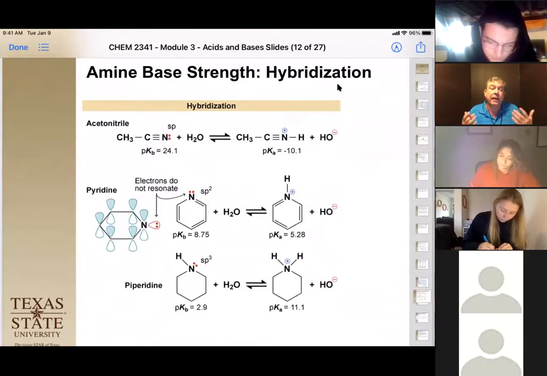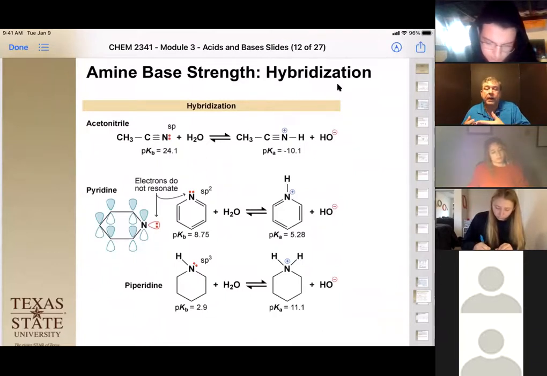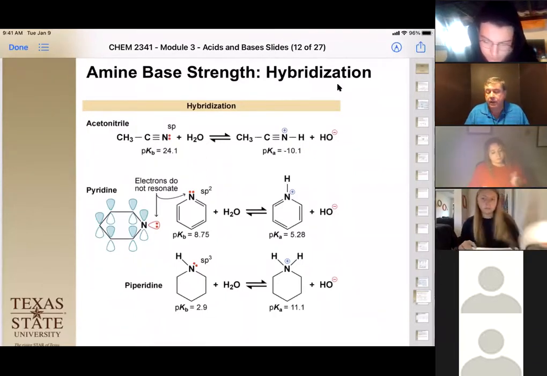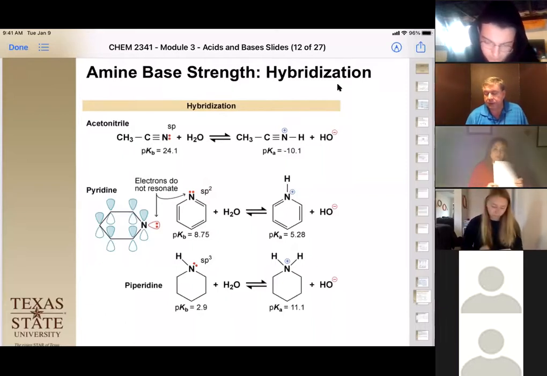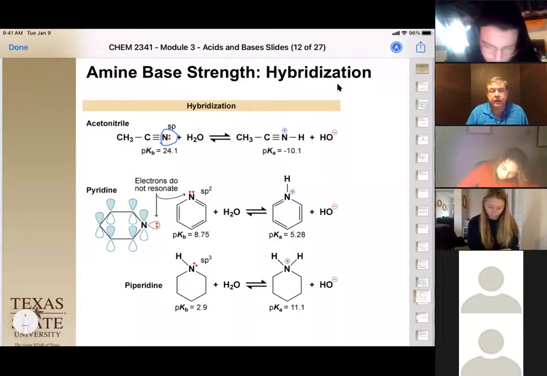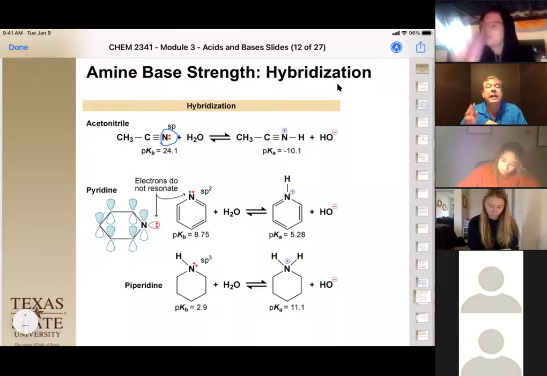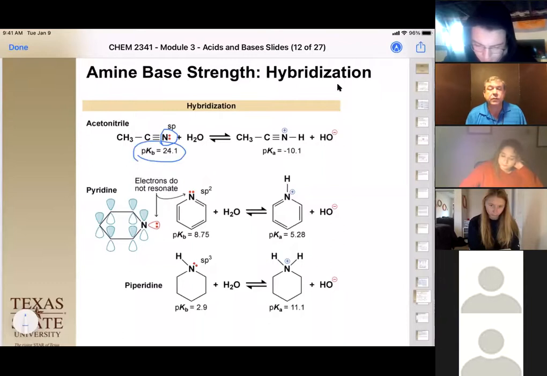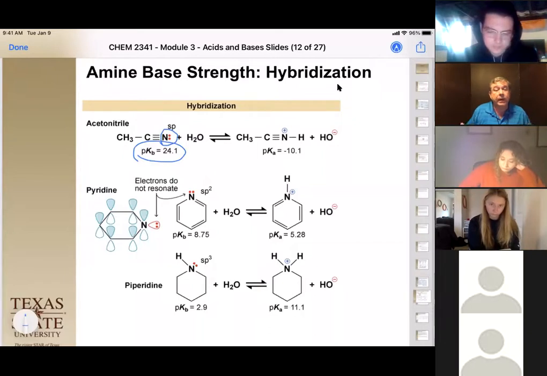All right, so let's look at that again with the effect of hybridization. We saw before that with hybridization, the more s character, the more stable it is, okay? So in the case of our nitrogen here, it is sp hybridized, and therefore it should have a decent acidity if it had a hydrogen on there, but it doesn't. It has a lone pair. That means it can't act as an acid, so it has to act as a base. And we see the pKb of that is 24, so it is a fairly weak base.